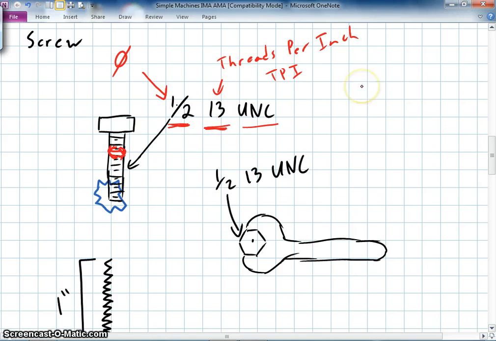Now we know that IMA is found as dE over dr. Well, what is the effort distance and what is the resistance distance in this type of system? Well, effort distance is the actual twisting around. As you take a bolt and twist it clockwise or counterclockwise, the bolt will move up or down based on how you turn it. So it takes rotational motion and makes it a linear motion.